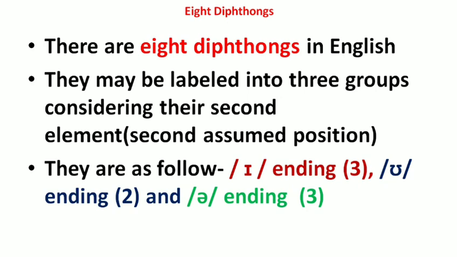They may be labeled into 3 groups considering their second element. Second element means the ending of the vowel.